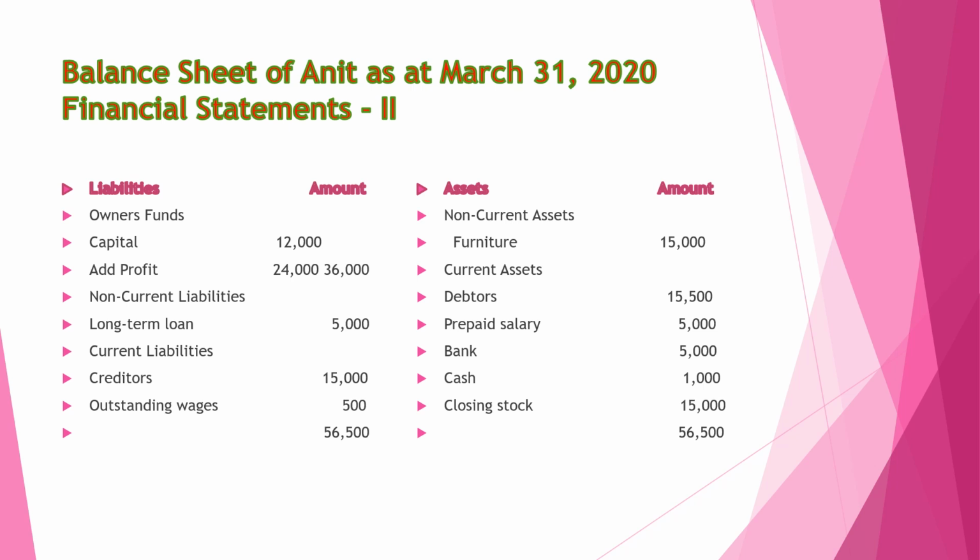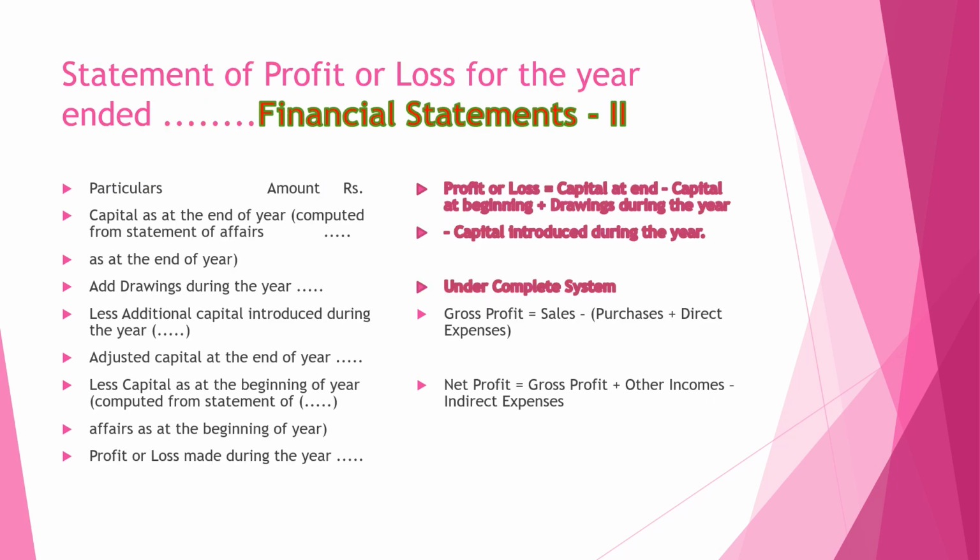So capital, and we have added profit, then non-current liabilities, long-term loan, current liability, creditor, outstanding, and non-current asset, furniture, fixture, current asset, debtor, prepaid salary, bank, closing stock, etc. So for convenience and for better understanding, here a small example is given. Now, statement of profit and loss.